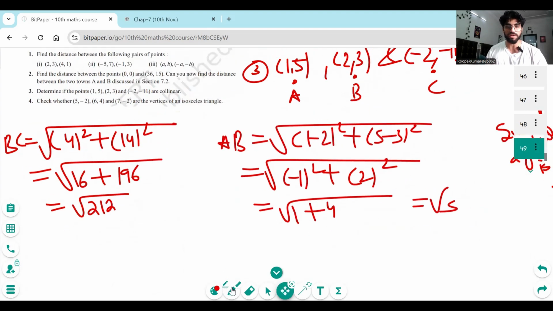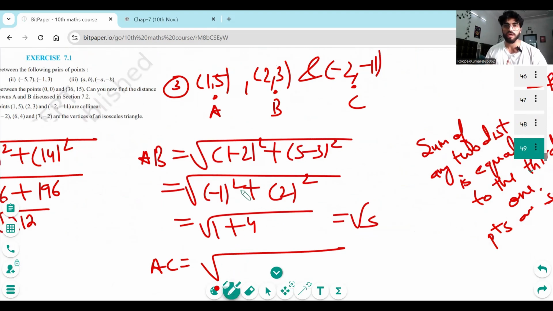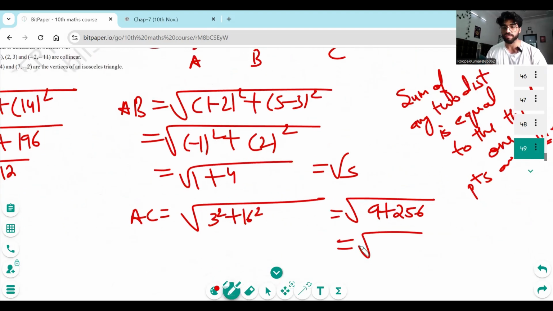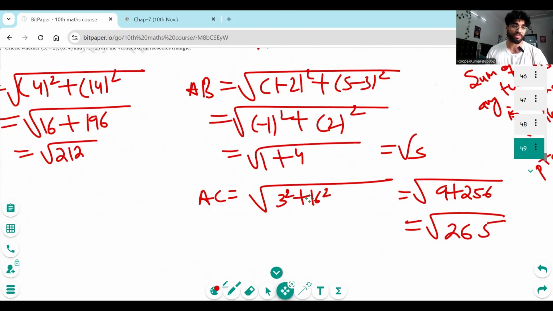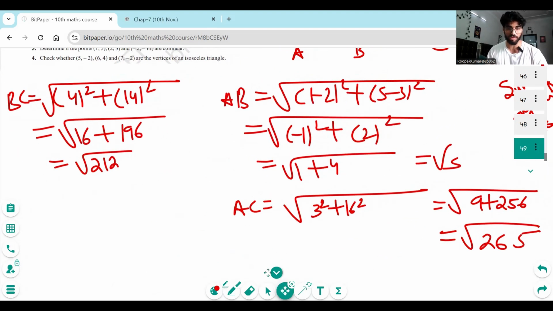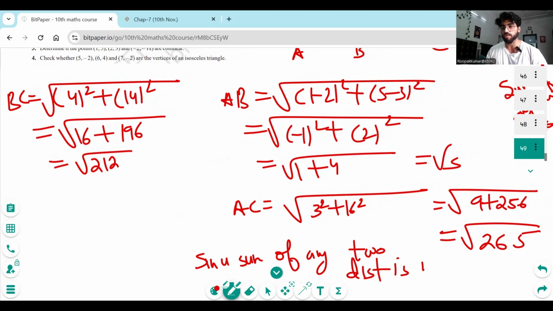Now if I go for AC, 1 minus minus is plus. So 3 square, then 5 minus minus plus 16 square, right? So this guy will be 9 plus, I think it is 256, right? So this will be 265. In any dimension whatsoever in any universe, you cannot find the sum of 2 equal to the third one. So you'll write, since the sum of any two distances is not equal to the third distance, they are not collinear.